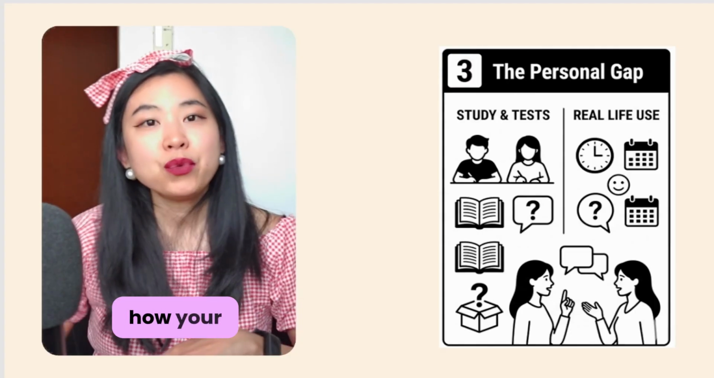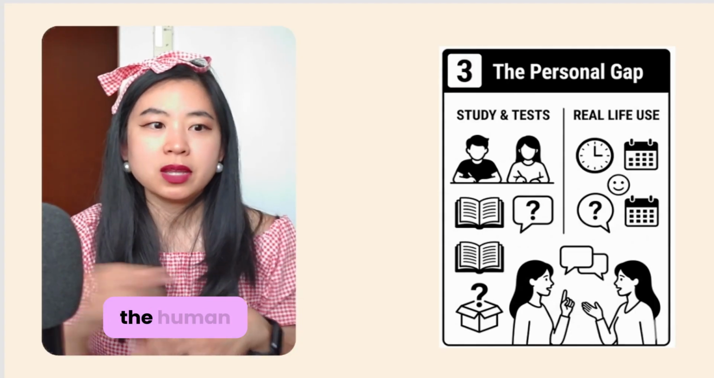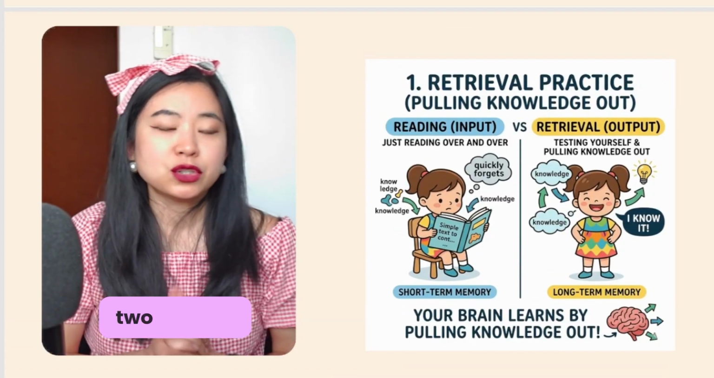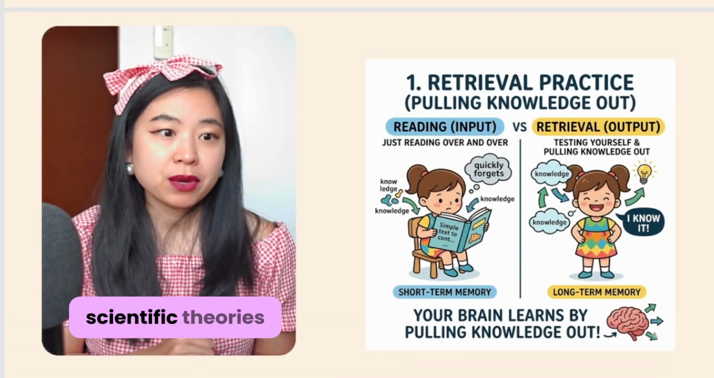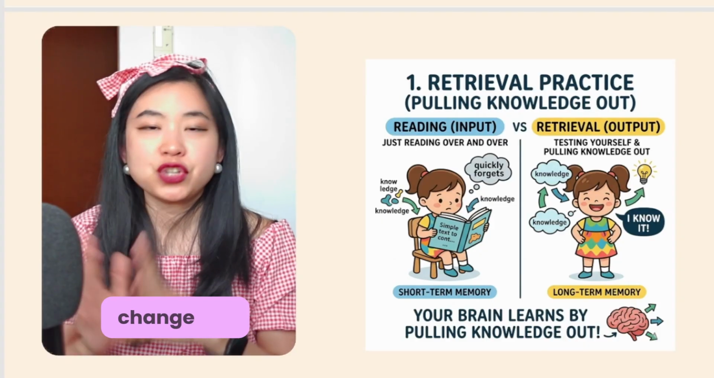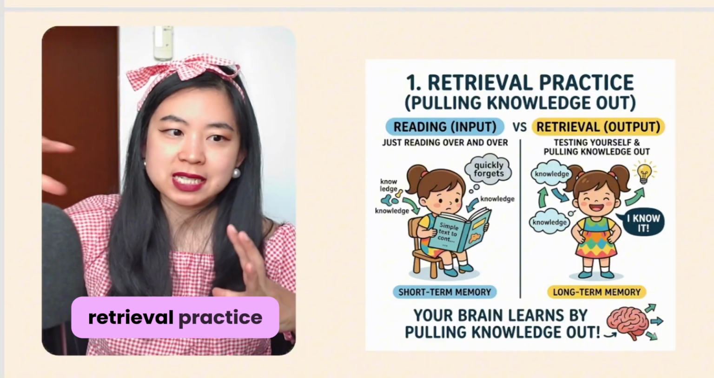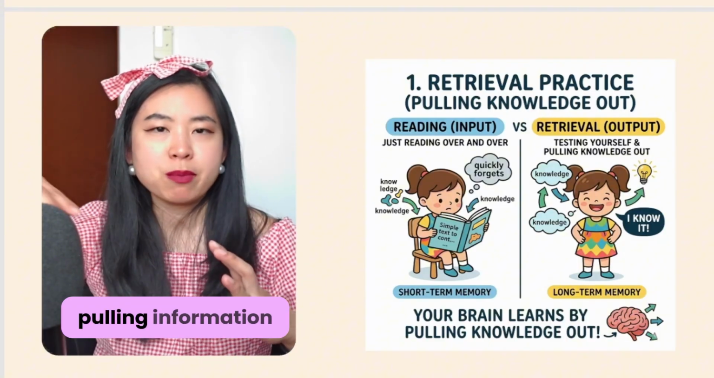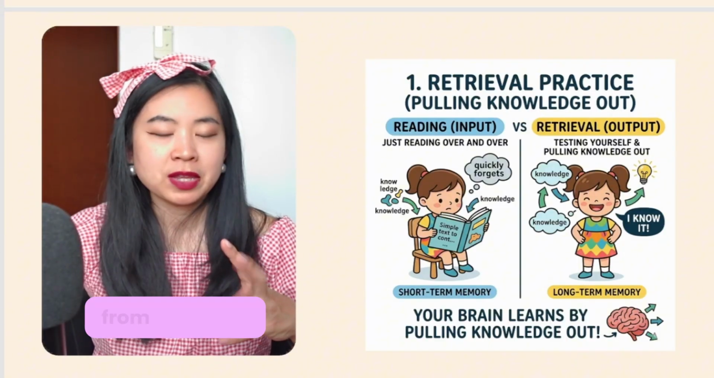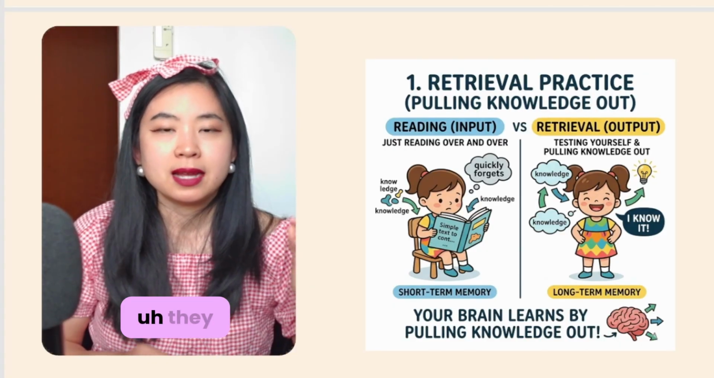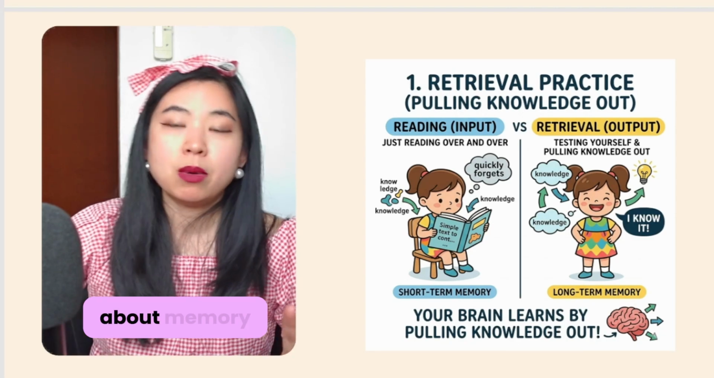You know how your brain works? Now let's look at the human brain and how it works. There are 2 famous scientific theories that explain why we must change our practice method. The first one is retrieval practice, or the pulling-information-out theory, from Professor Henry and Professor Jeffrey. They did a famous study about memory.